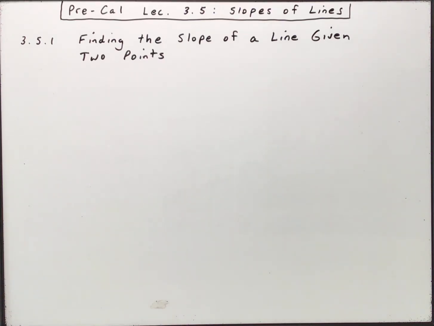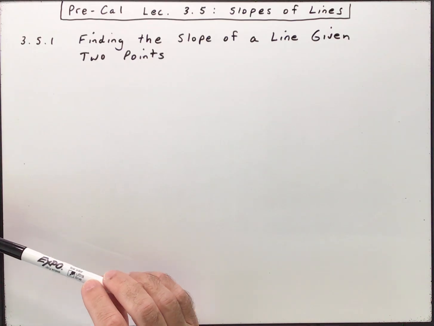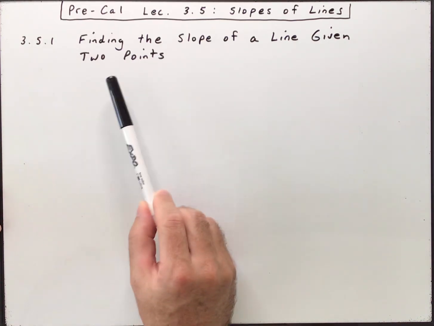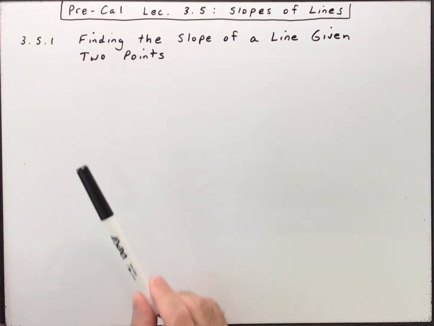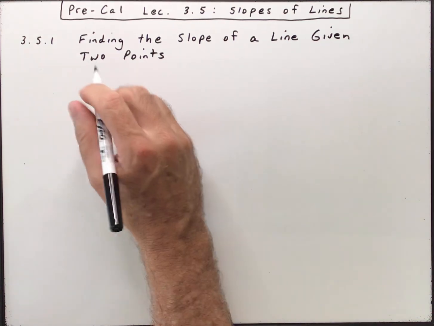Hello there, welcome to Pre-Cal Lecture 3.5, where we're going to be talking about the slopes of lines. Hopefully you've had every bit of this before, possibly in Algebra 1 or even before. So section 3.5.1 is called Finding the Slope of a Line Given 2 Points. Alright, and you'll be taking notes on your own paper today.